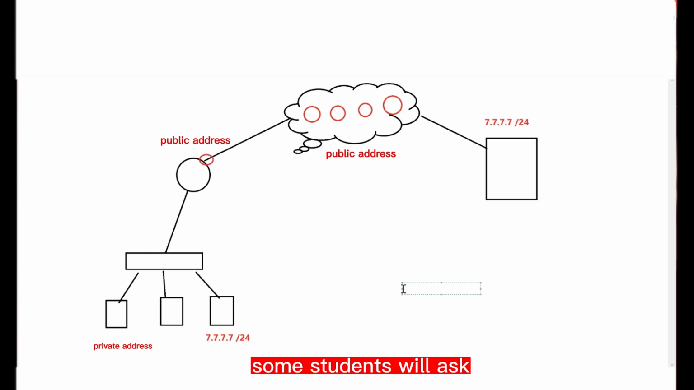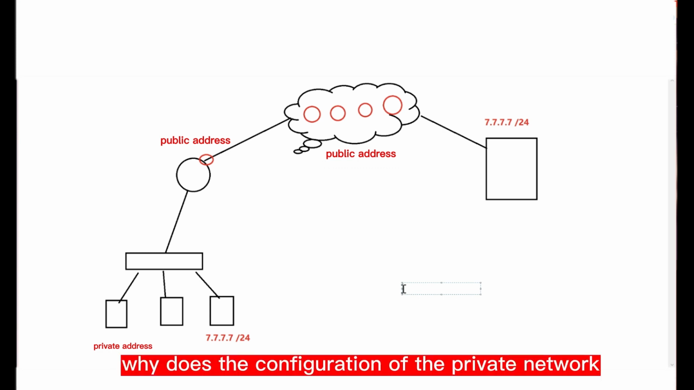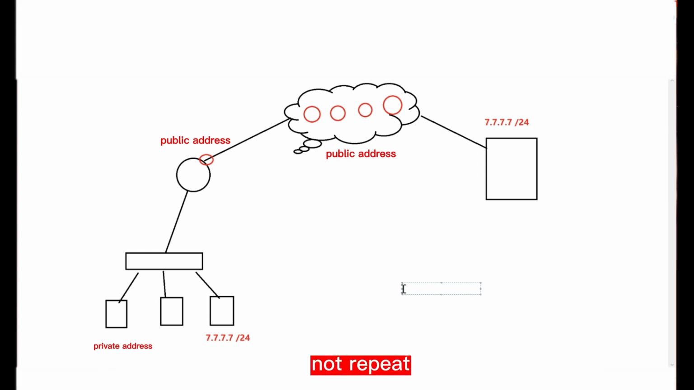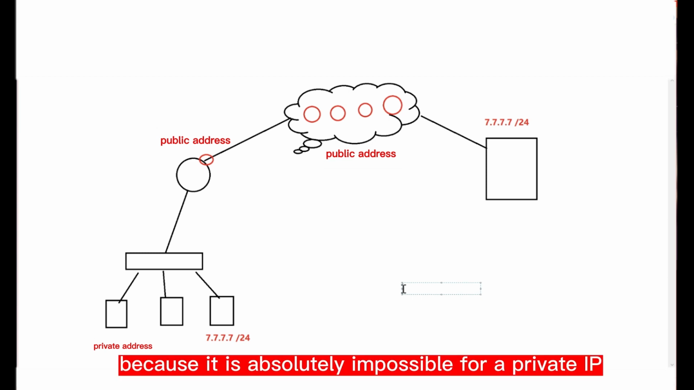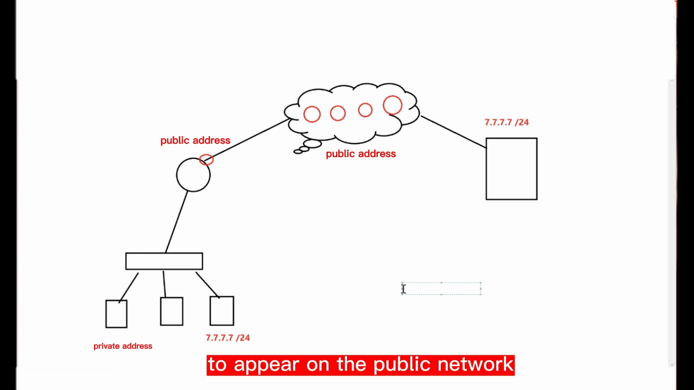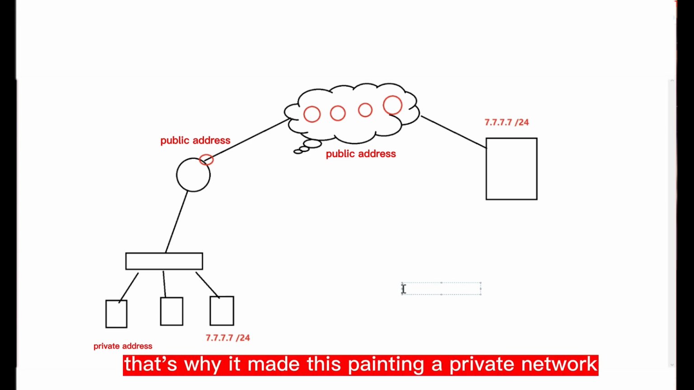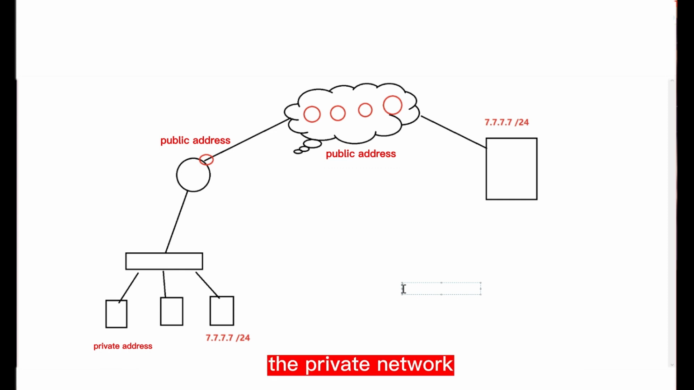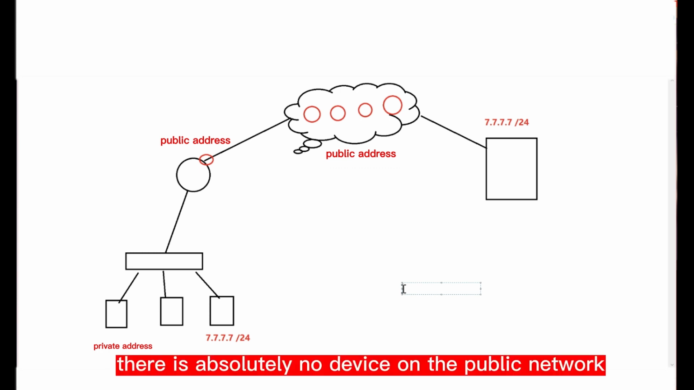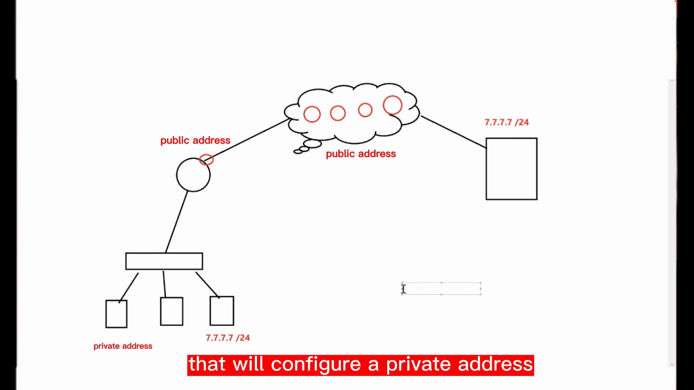Some students will ask: why does the configuration of the private network not repeat? Because it is absolutely impossible for a private IP to appear on the public network. That's why it was designated as a private network. It is specially designed for you to configure in the private network. It can guarantee you absolutely can access the public network, no problem. Because it can guarantee there is absolutely no device on the public network that will configure a private address.